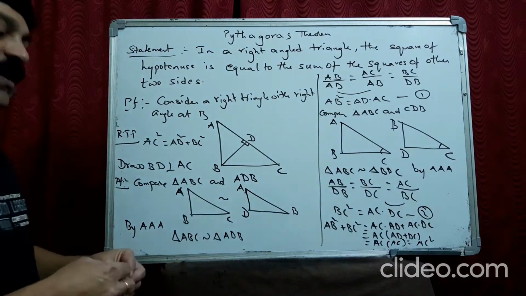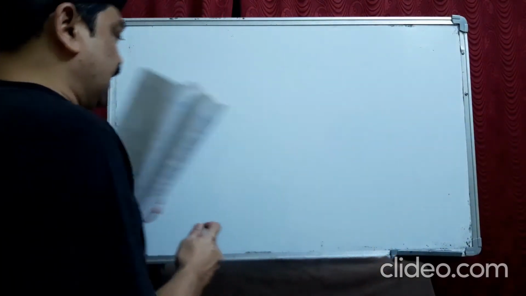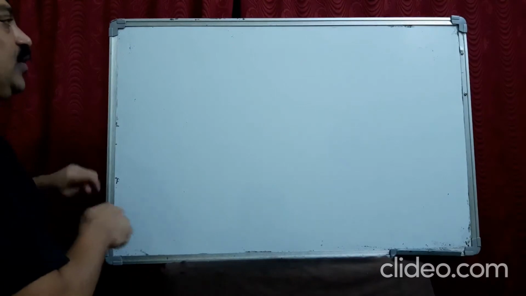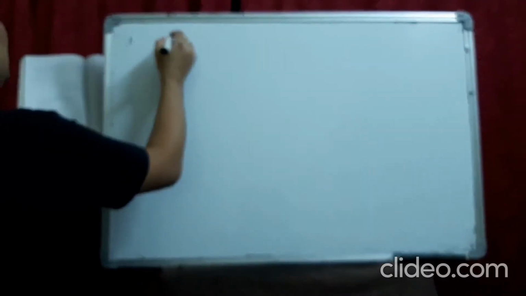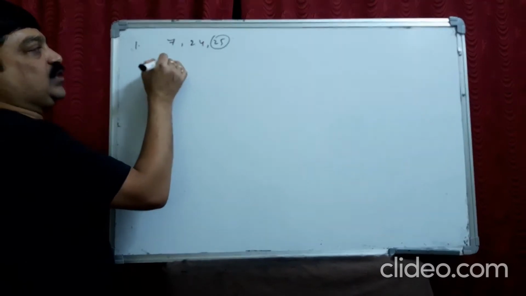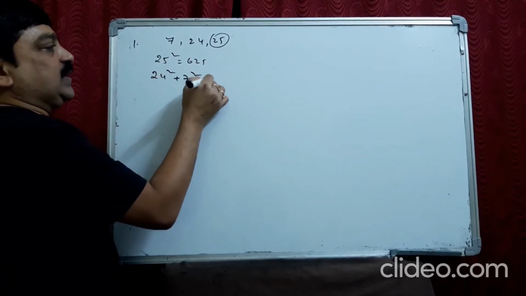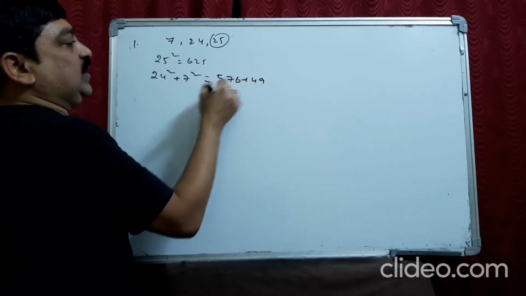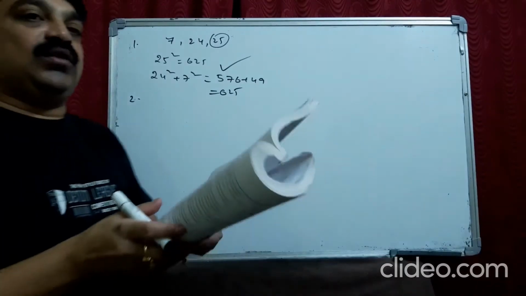Let's start Exercise 6.5. The first problem: you're asked to check which of them form a right angle triangle. When some numbers are given and you are asked whether they form a right angle triangle or not, what to do? There is a logic here. Take the biggest one first and square it. Take the biggest one, 625, and square the smaller two: 24 square plus 7 square, 576 plus 49, 625. When they are equal, they form a Pythagoras triplet.